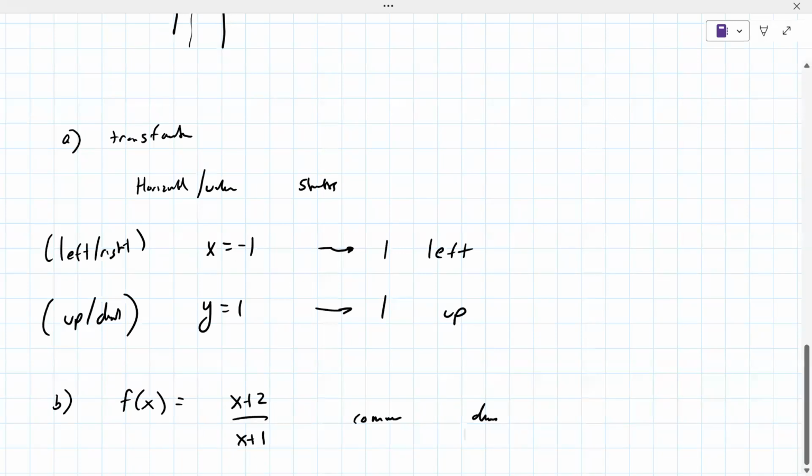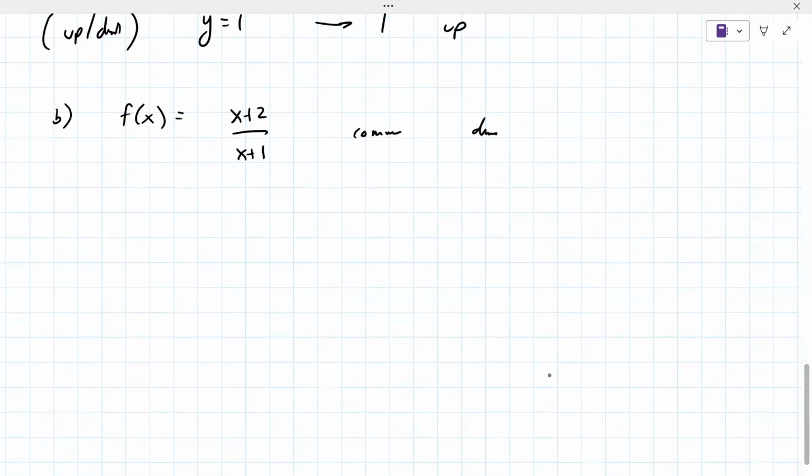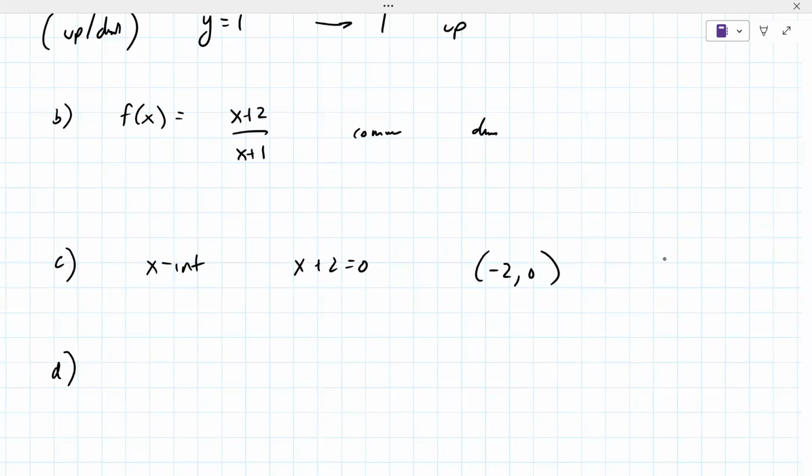Part C asks for the zeros, the x-intercept. You already have that. You set the top equal to 0. You listed the ordered pair. Okay. Part D is asking for the vertical asymptotes. There could be more than one. What was the vertical asymptote? -1.